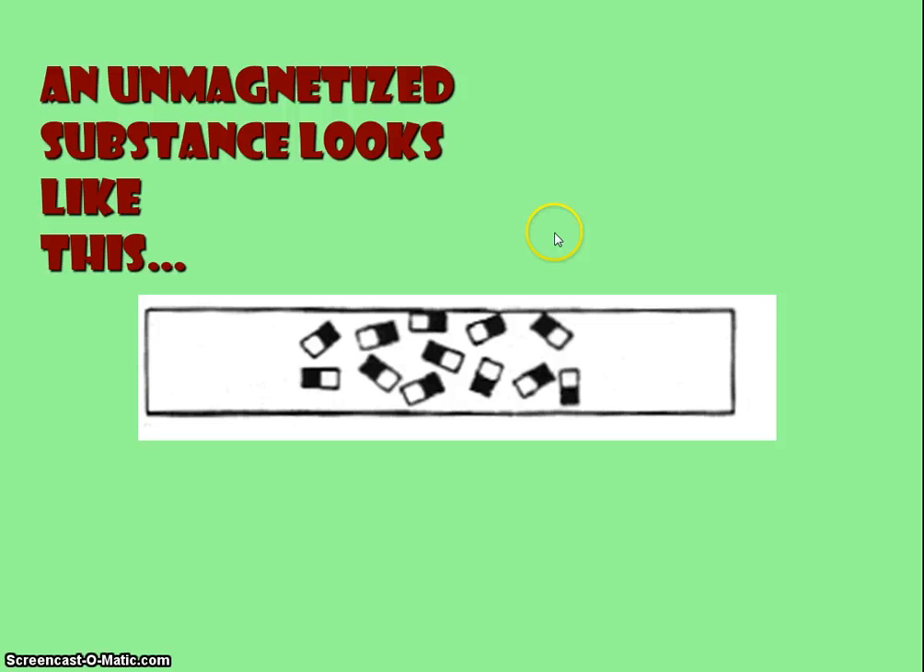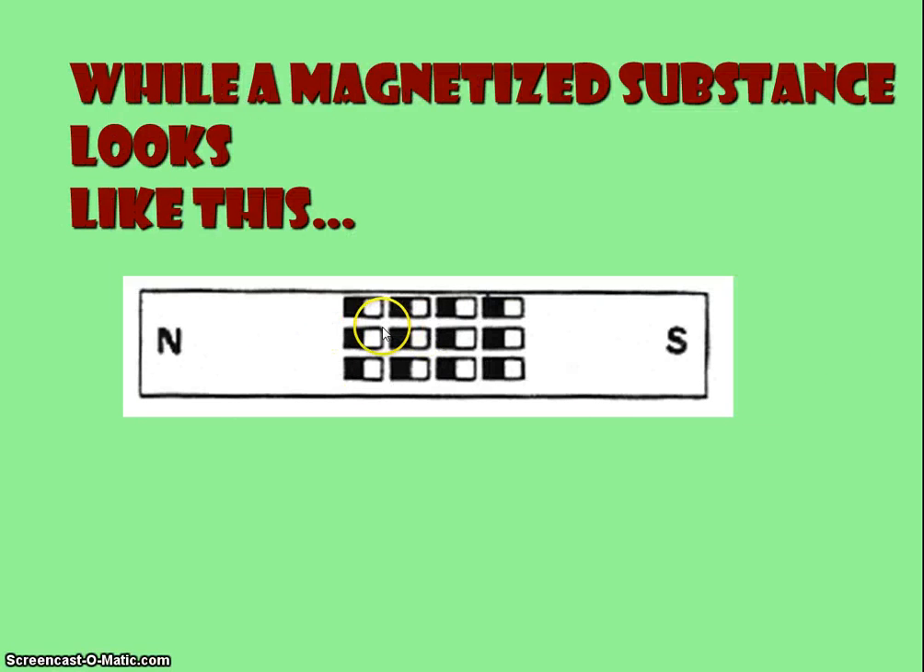So this might be what the substance, something that's unmagnetized, might look like, and then when you magnetize it, you clearly have everything lined up all nicely and orderly, causing it to be magnetized with your north and your south poles.